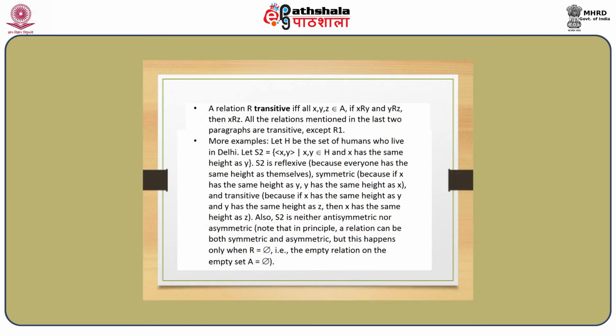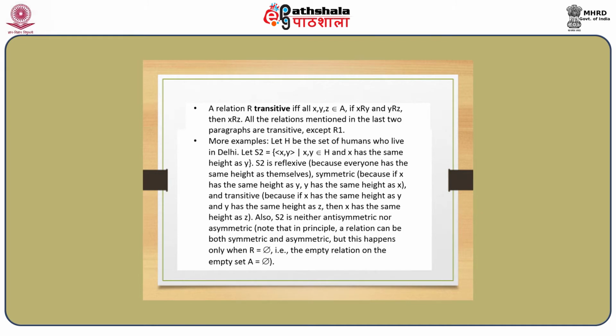A relation R is said to be transitive if and only if for all x, y, and z, if x R y and y R z, then x R z. All the relations mentioned in the last two paragraphs are transitive with the exception of R1.